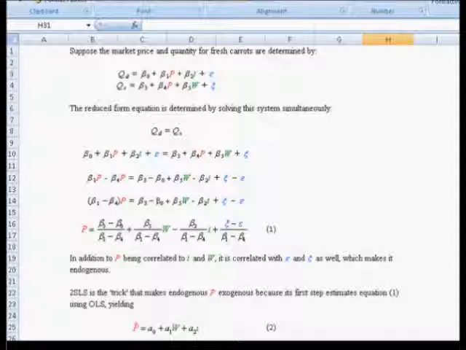Two-stage least squares is a trick that makes endogenous P exogenous because its first step estimates equation 1 using OLS. Notice that P hat, not P, but P hat, is only correlated with W and T. P hat is not correlated with the error terms. Equation 2 is referred to as a reduced form equation. Notice it does not contain Q. W and T are instruments, while P hat, W, and T are the instrumental variables.